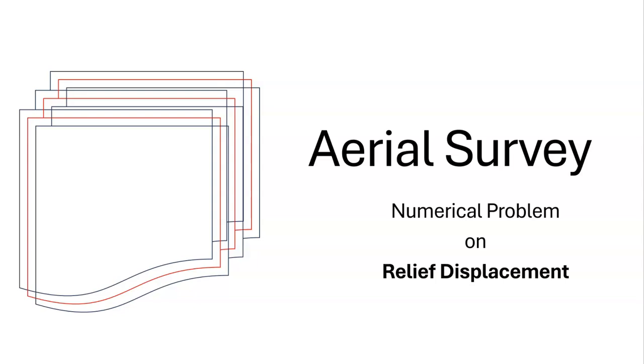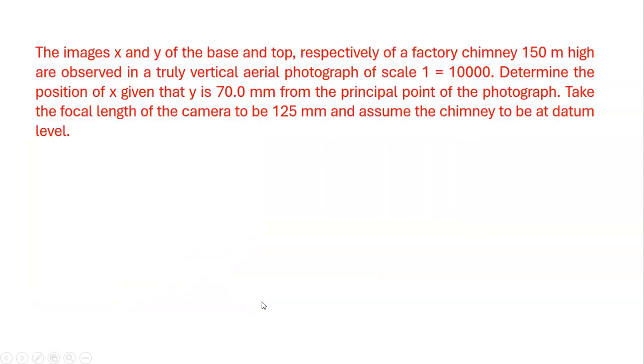There is a derivation for an equation, and it justifies the amount of relief displacement seen on vertical photographs. It is useful in determining the height of various objects such as buildings, poles, or chimneys by referring to their radial distance or displacement from the photographs. Let's directly look into the numerical problem.